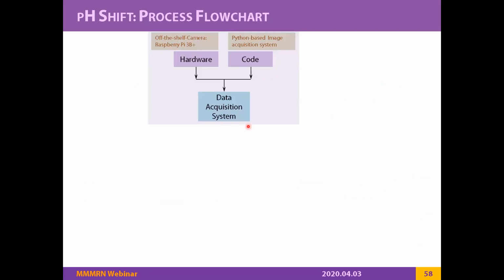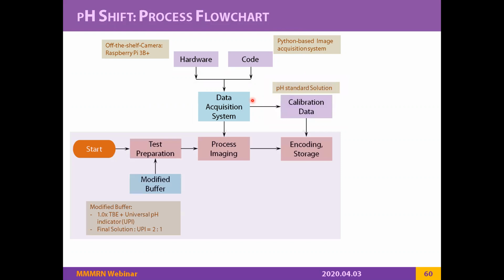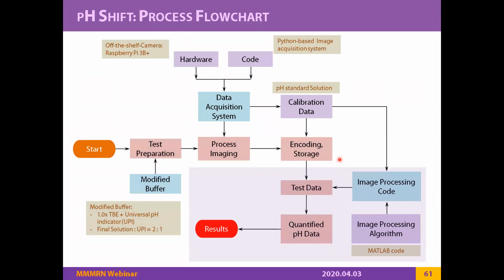We talked about this image acquisition system just two slides before. That helps us run the test. And we talked about the calibration data, how we came up with it, in the previous slide. Based on that, we run a test. We do some test preparation, we run the process, we image it, we encode it, and store it. Once the test is done, we go back and apply our image analysis algorithm, and based on the calibration data, we can show the pH change in the cellulose acetate paper.